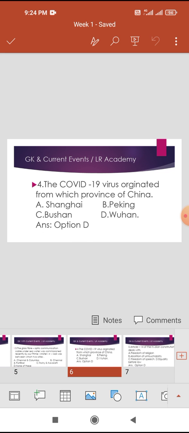Question number 4. The COVID 19 virus originated from which province of China? Option A, Shanghai. Option B, Peking. Option C, Bushan. Option D, Wuhan. The right answer is the COVID 19 virus originated from Wuhan province of China.